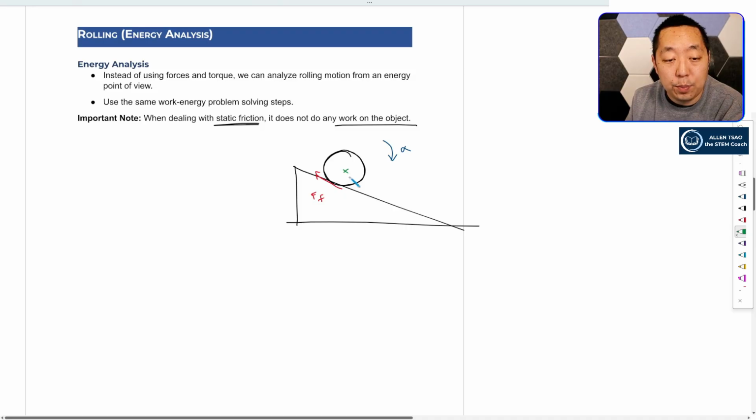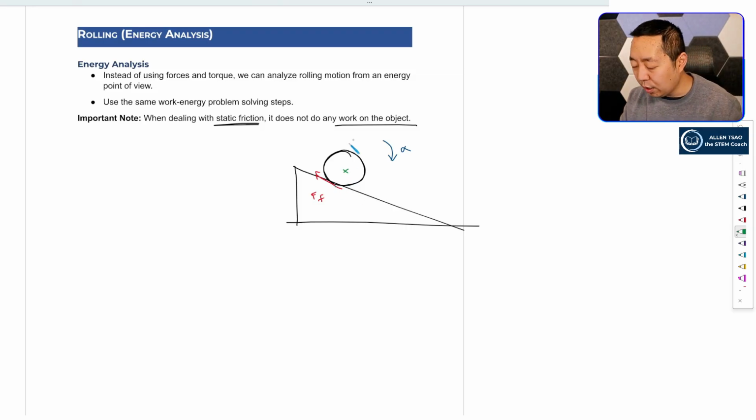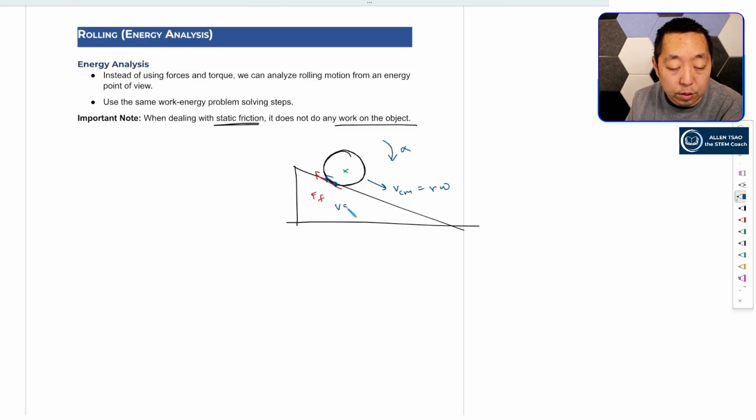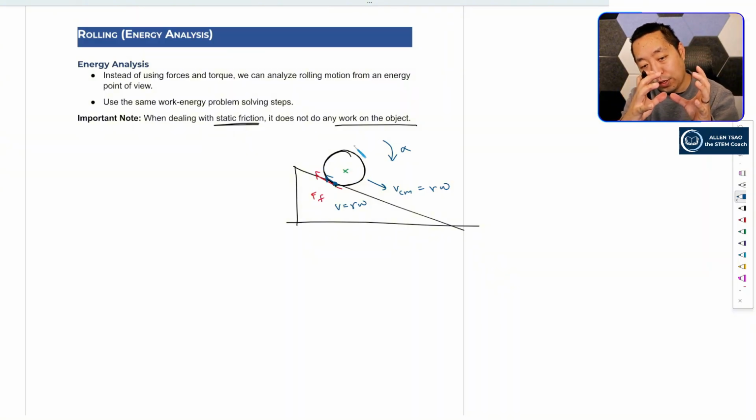Now, when we're rolling without slipping, remember, there's a couple of ways to think about it. You can zoom in and see that because it's not rubbing against the surface, the relative velocity of this point relative to the surface is actually zero. If you remember our rolling analysis, when you're rolling without slipping, you have a velocity of the center of mass, and with static friction it's not slipping here. The velocity of the center of mass we know is r omega, and at this point here, v is equal to r omega. So if you add these two, the entire thing is moving r omega.